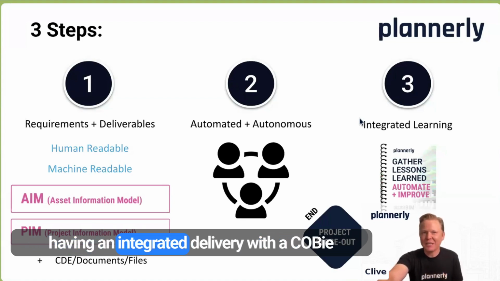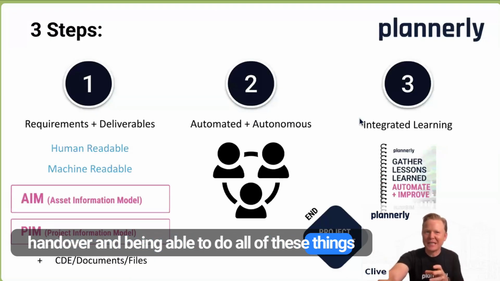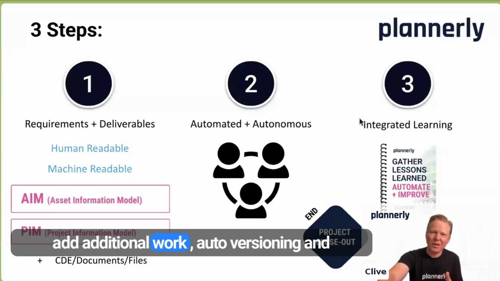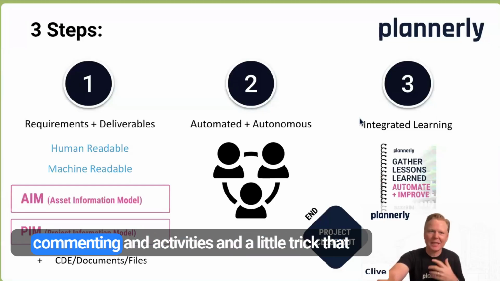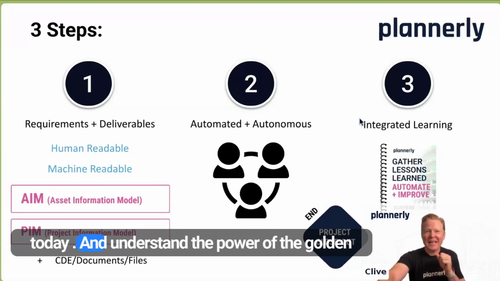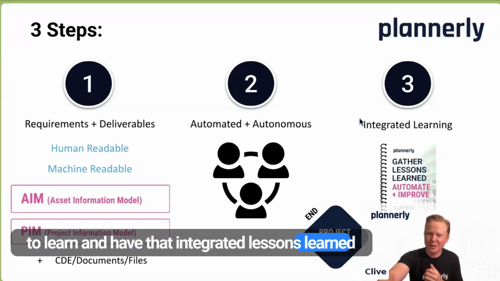So having an integrated delivery with a COBie handover and being able to do all of these things so that you get to understand without having to add additional work: auto versioning and commenting and activities, and a little trick that we'll call unscoped tasks that we'll share with you today, and understand the power of the golden thread of this information and how you can use it to learn and have that integrated lessons learned workflow.